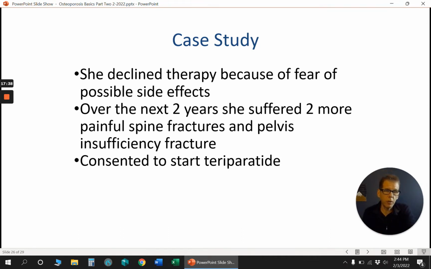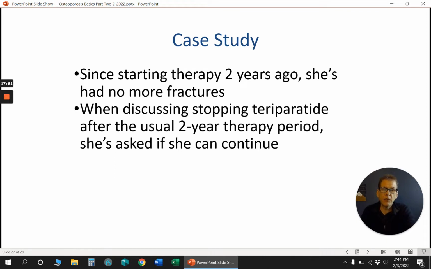Over the next 2 years, she actually suffered 2 more painful spine fractures and another pelvic insufficiency fracture. And ultimately, she gave in, so to speak. She consented to start teriparatide. And since starting that therapy now more than 2 years ago, she's had no more fractures. When we were discussing stopping this medicine after the usual 2-year therapy period, she asked if she can continue on this medicine because it's been so life-changing for her. Now, it turns out the label has been changed, and we actually do think about continuous therapy beyond 2 years for the right person, including this woman.